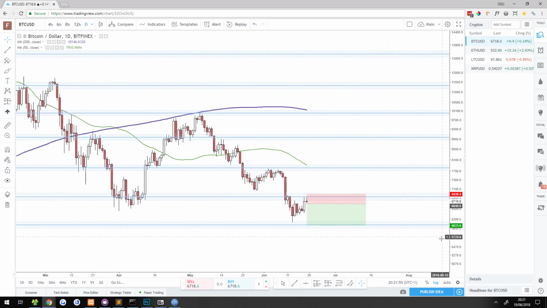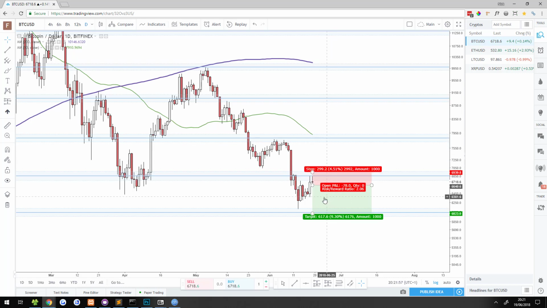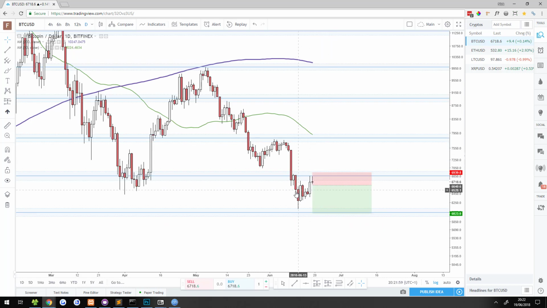But that's the reality of trading. Every trade you take has an element of risk. You can't get it right 100% of the time. So, you know, this trend could be over, but I'm still looking for a short continuation here because it does look like a pretty solid setup.